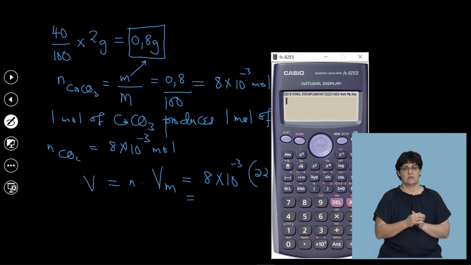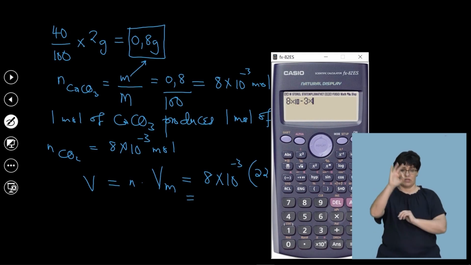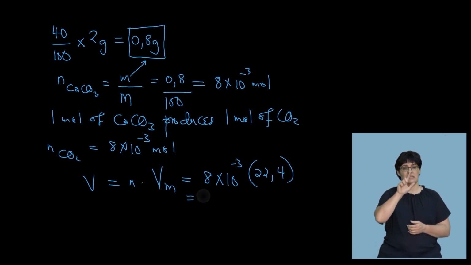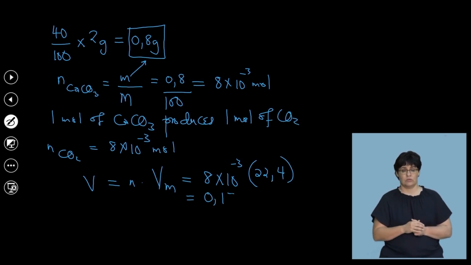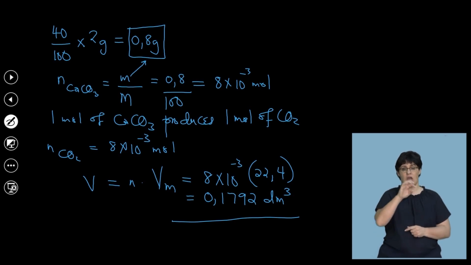8 times 10 exponent negative 3, times the constant, which is 22.4. So this gives us 0.1792 cubic decimeters. So this is the volume of carbon dioxide that will be produced, right?